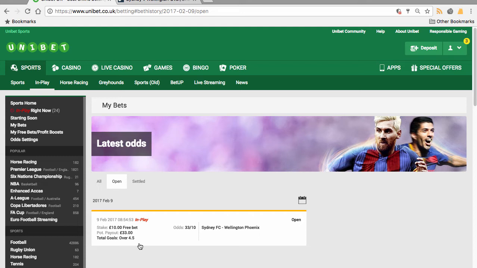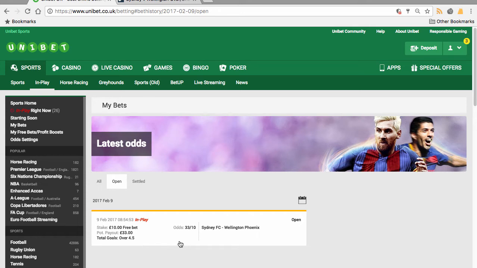The best we can make here is £33 if we do nothing and there's more than 4.5 goals in the game. The worst case is zero, because it's a free bet anyway, or somewhere in between. So again, you've just got to decide what you're going to be happy with.